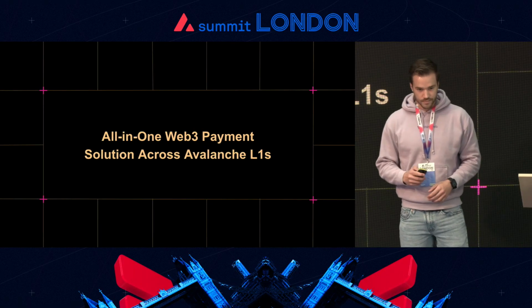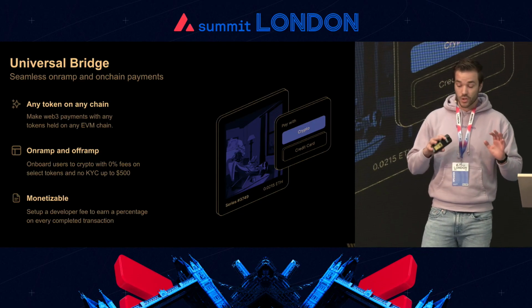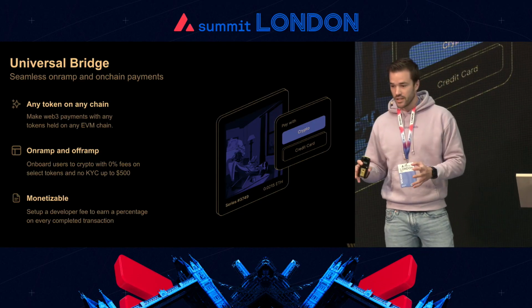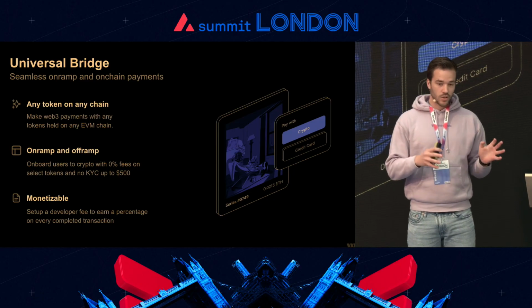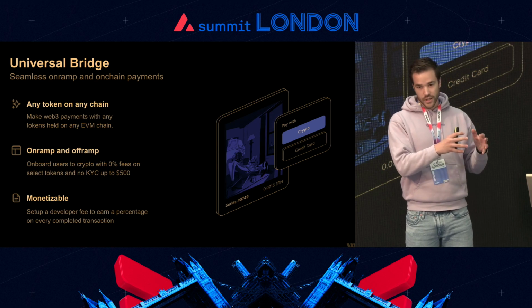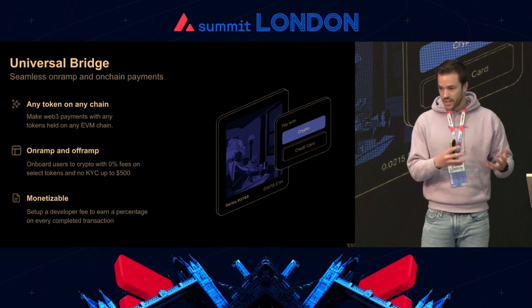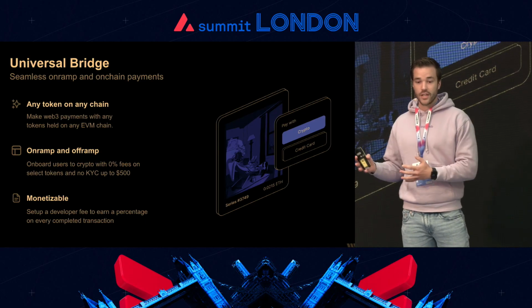thirdweb Universal Bridge is like one seamless payment solution combining on-ramping and bridging across the whole EVM world. You can use any token on any chain to get to any token that, for example, a transaction is being denominated in, or to simply top up your funds without having to leave the application as an end user.